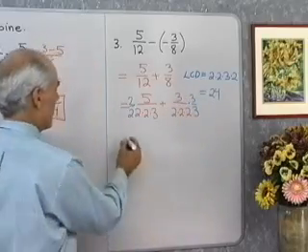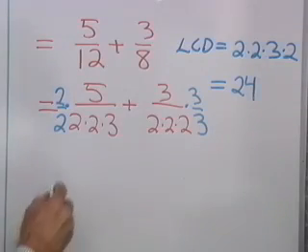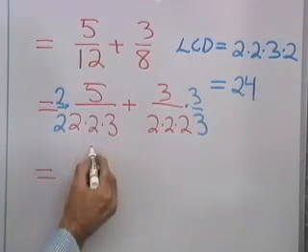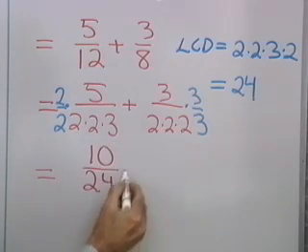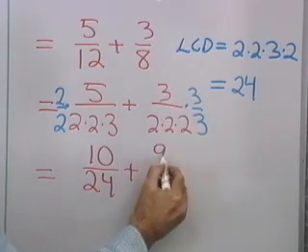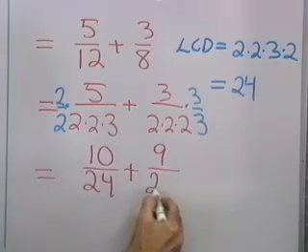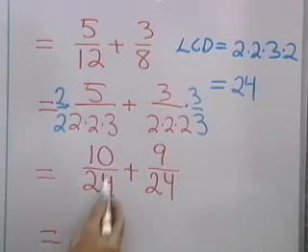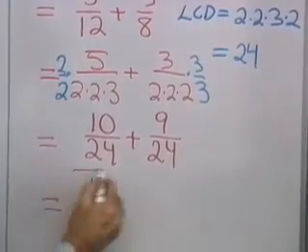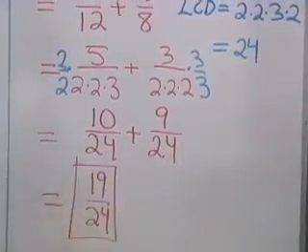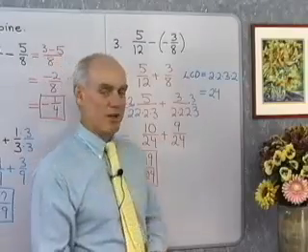That gives me equivalent fractions of, let's see, 2 times 5 is 10, divided by, I know that this is 24, plus 3 times 3 is 9, divided by, I know that this is 24. Now, 10 plus 9 is 19, divided by 24. That doesn't reduce any farther than that. 19 over 24 is in lowest terms.